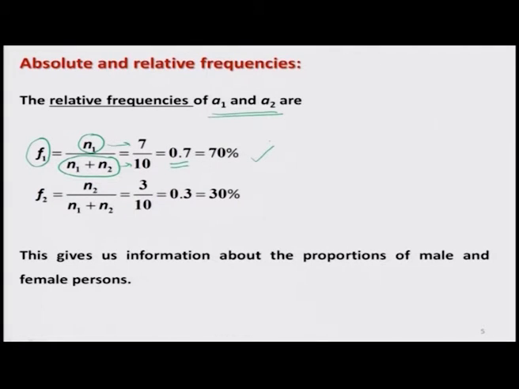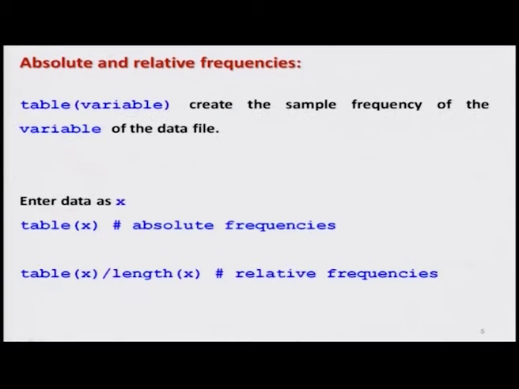And similarly, the relative frequency of the second category is F2, which is the number of persons in the female category divided by the total number of persons, and this is 3 upon 10, which is 0.3, and that is equivalent to 30%. So, these F1 and F2 are called relative frequencies, and they give us an idea about the proportion of male and female persons in the data. So, that is the first step whenever we start any statistical analysis.